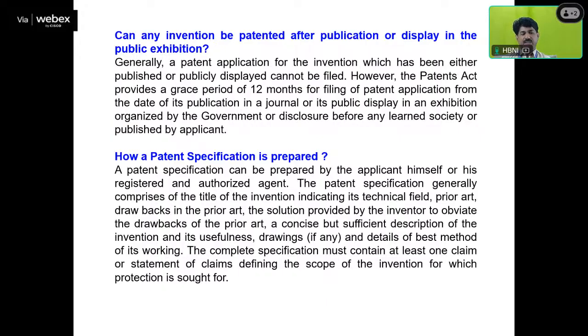Drawings, if any, like if you are having a process, we can put a drawing in that, and details of the best method of its working. So all these things have to be included in the patent specification. The complete specification must contain at least one claim or statement of claims defining the scope of the invention for which the protection is sought. So the scope of the invention has to be clearly mentioned.